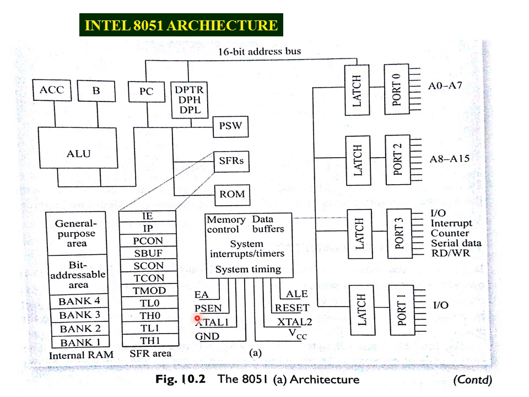PSEN is nothing but program store enable. Using this control signal, the 8051 reads the data from the external memory, and ALE is nothing but address latch enable. I said already port 0, port 2 can be used as multiplexed address data bus. If you want only address, then ALE is set high, and if you want data, ALE is set low. That is address latch enable.